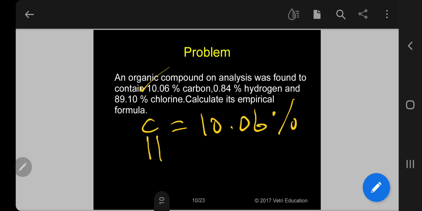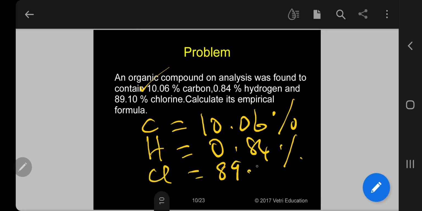Hydrogen 0.84% and chlorine 89.10%. So this is the percentage given. The question asks, calculate the empirical formula.